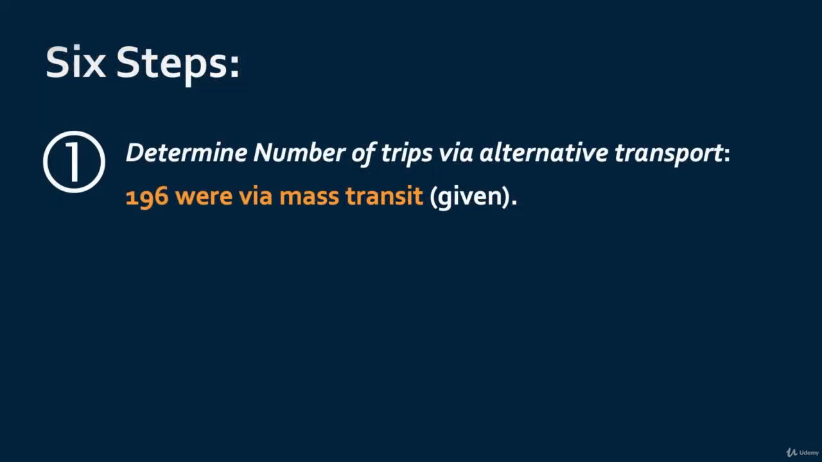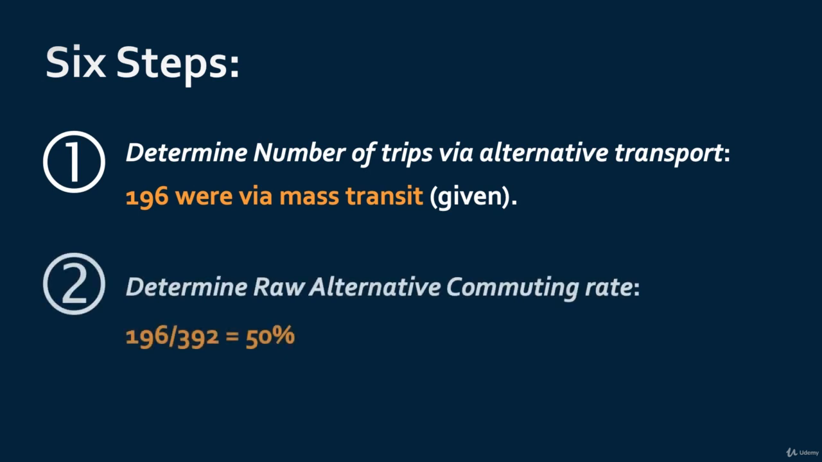Step number 1 is determine the number of trips via alternative transport. In this particular case, it's 196, and this number was given in the data. Sometimes you may have to calculate this. Step number 2 is determining the raw alternative commuting rate. This is the rate based on the survey alone. So relatively straightforward, 196 trips via mass transit out of the 392, so 50%.